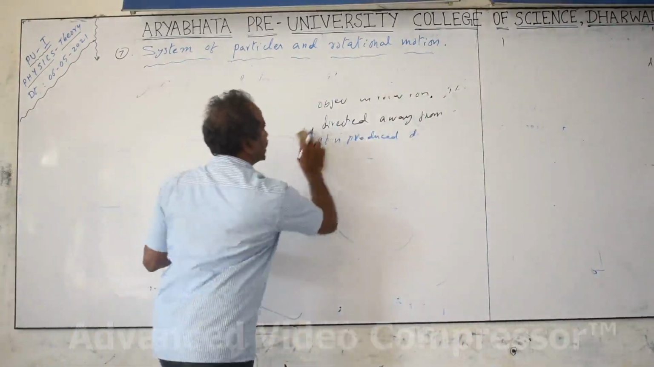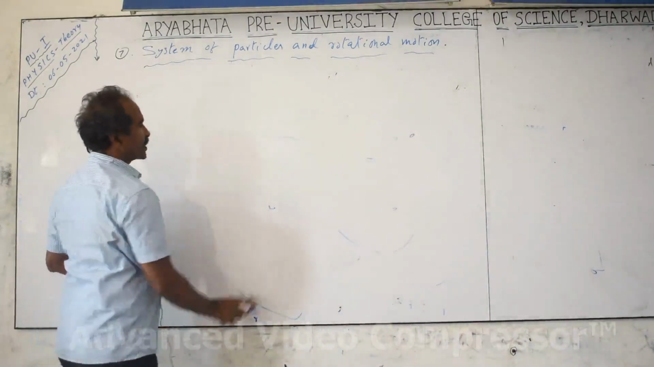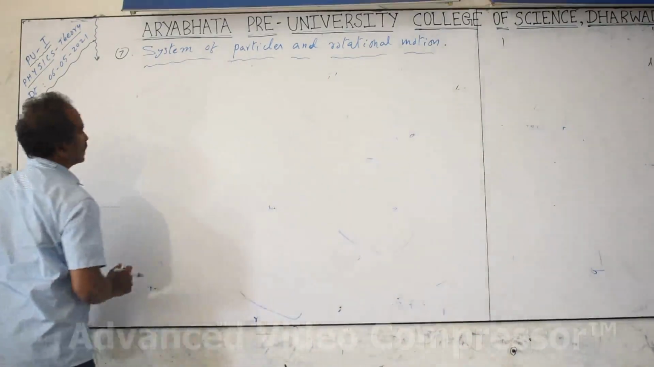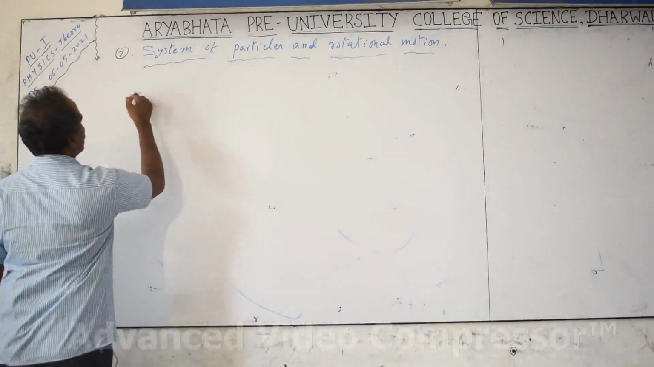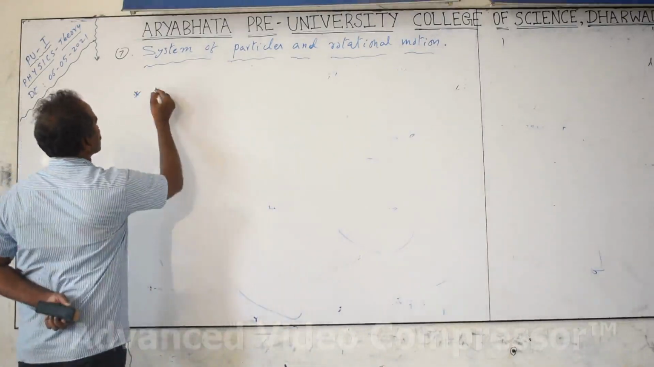When we consider the equations of centrifugal force, what we actually need is to apply Newton's laws for rotating objects, or in the case of non-inertial frames. We have two kinds of frames of reference: one is called inertial frames, and another is called non-inertial frames.